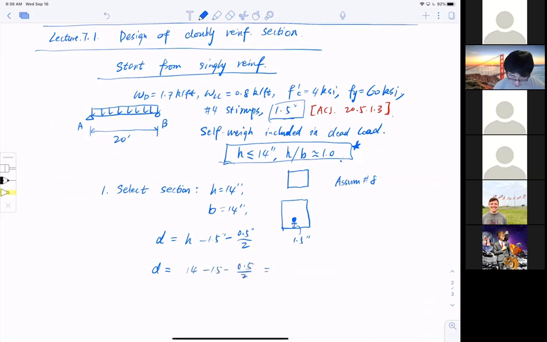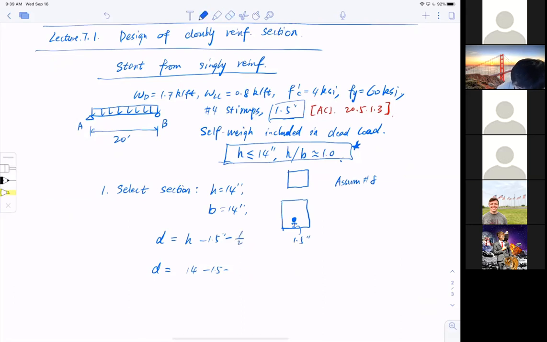That gives me about 12.275. Let me double check. I feel my numbers are a bit different. 14 minus 1.5. Why did you do half inch over 2 instead of an inch over 2? I just assumed... oh, sorry. Yeah, you're right. I got the other thing. So this is 1 inch, number 8.